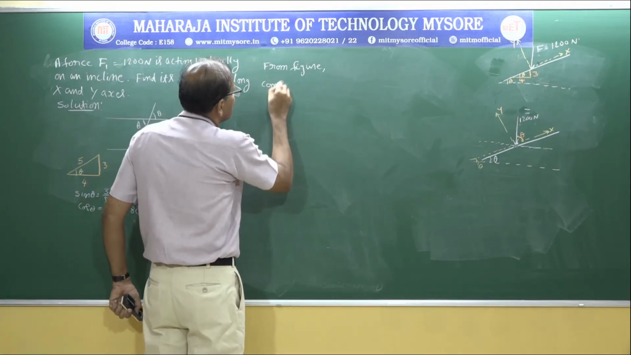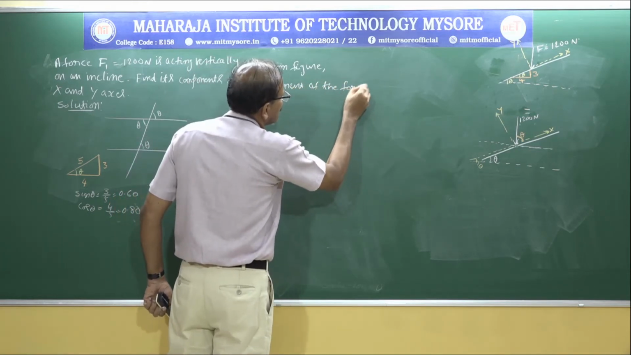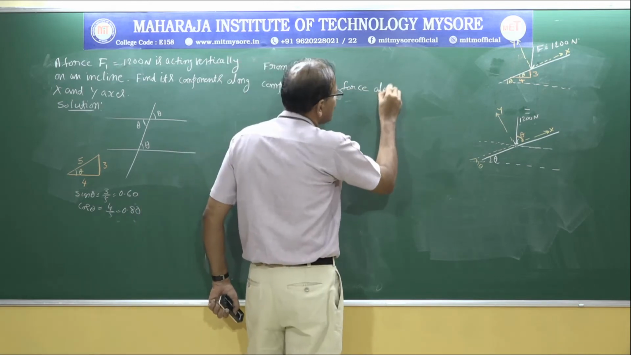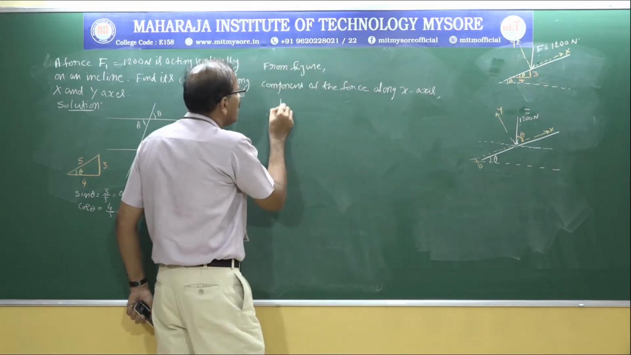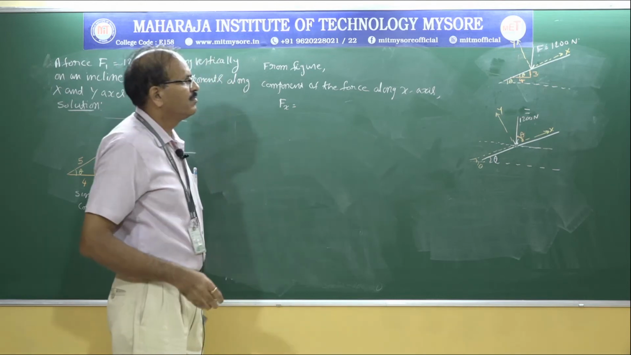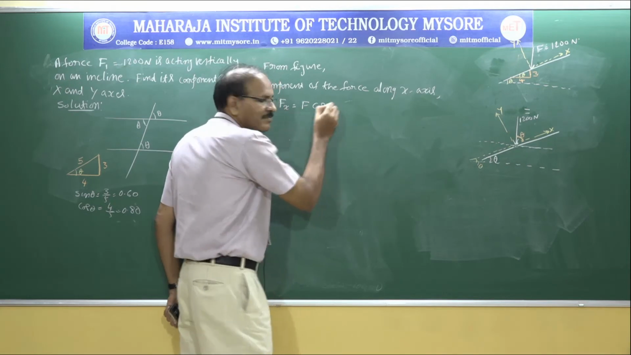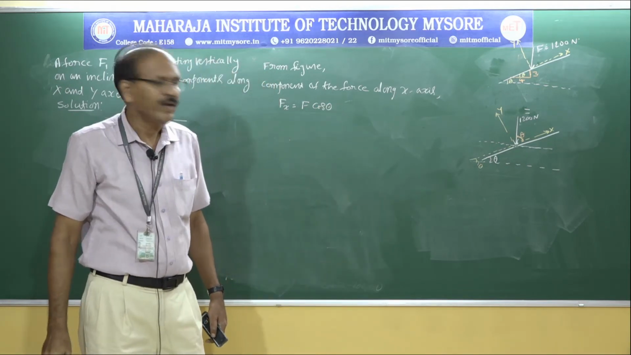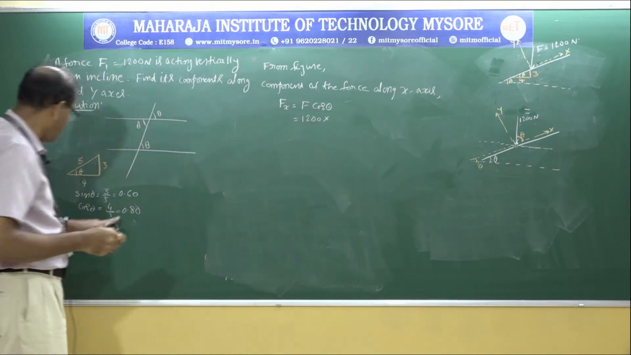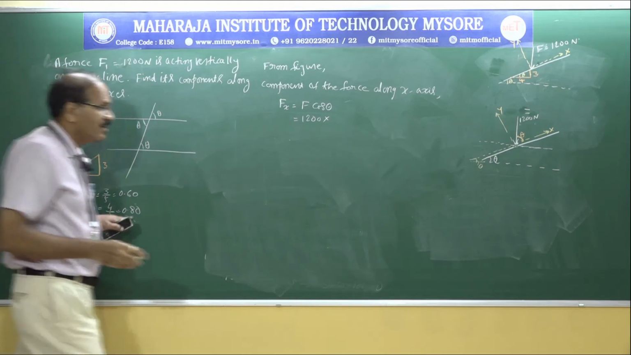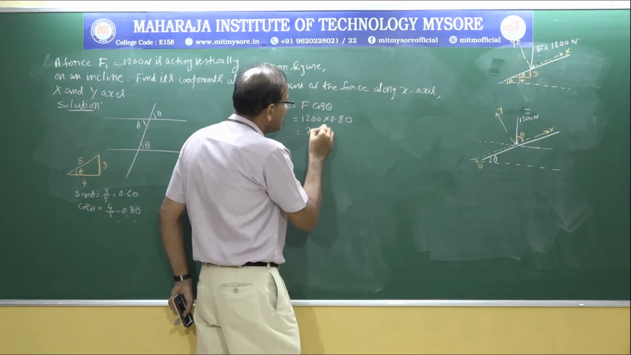So from the figure, the component of the force along the x-axis, I am going to call that Fx, equals F cos theta. So what is the value of F? That is 1200. What is the value of cos theta? Cos theta is 0.8. That is 1200 times 0.80, which is equal to 720 Newton.